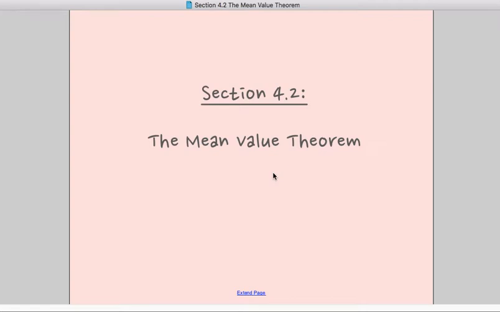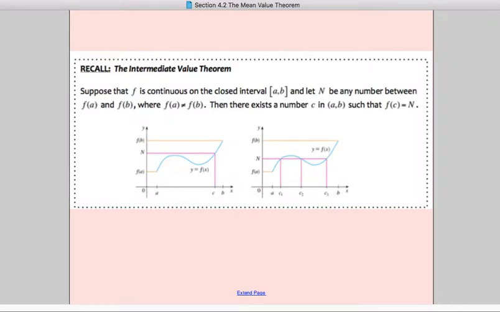Good morning and welcome to section 4.2. Today we're going to look at the mean value theorem. Along with doing the mean value theorem, though, we're actually going to remind ourselves of the intermediate value theorem, and then you're going to learn Rolle's theorem, and then we're going to get to the mean value theorem. So let's just quickly recall the intermediate value theorem.